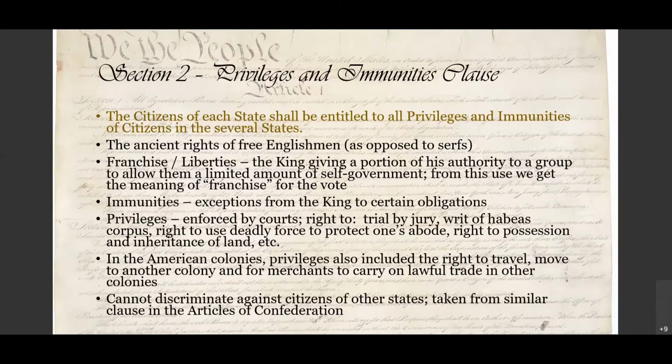So apparently Americans have always been on the move and traveling and moving around, but we wanted the rights to, and it developed over the colonial period that we had the right to carry on business or to move between colonies. And so because of this clause, states cannot discriminate against citizens of other states. And again, this was taken forward from the Articles of Confederation.